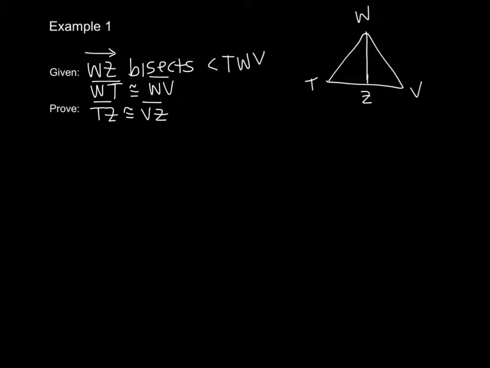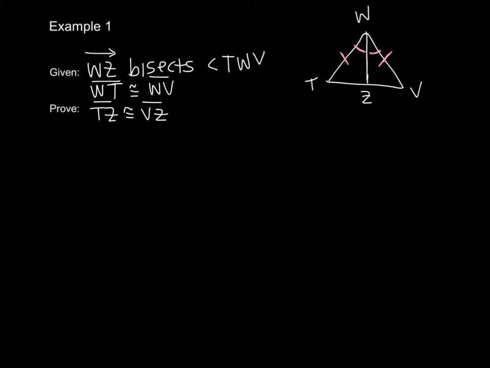So I know that WZ bisects angle TWV. So here's angle TWV and here's WZ. So I know that this angle here is congruent to this angle here. I also know that segment WT is congruent to WV. Well, I'm going to go ahead and mark that like that. And I ultimately want to prove that TZ is congruent to VZ. So I don't know that, okay?